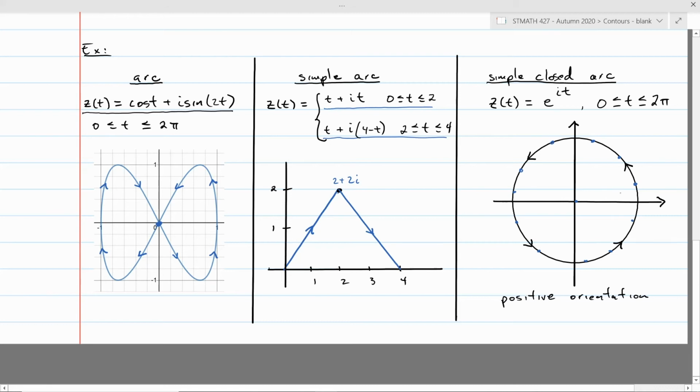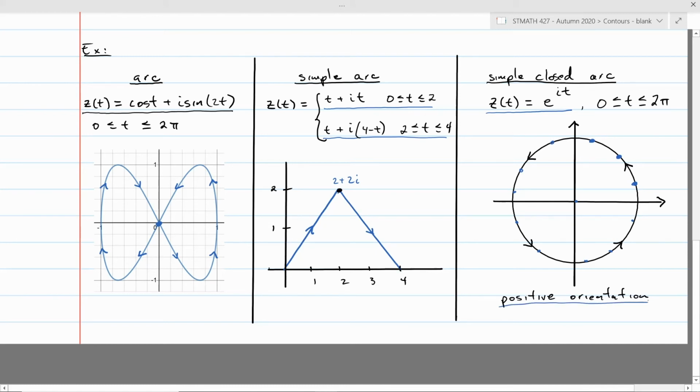And then the one on the right is a simple closed arc. That's just z of t equals e to the it. It's the unit circle centered at the origin. You can see as you trace these points around the circle, as t increases, plugging in t equals 0, then pi over 4, then pi over 2, it traces out points counterclockwise. And so we'd say that has positive orientation.